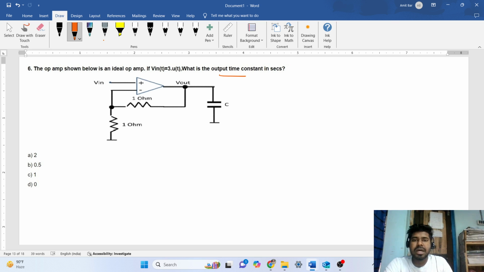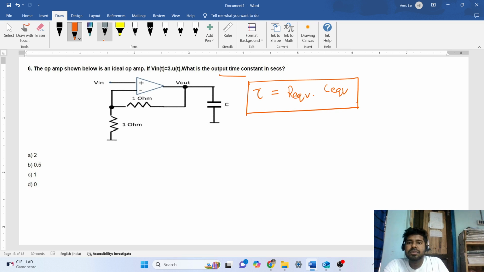So now, how would you like to solve this problem? For the time constant, we know we need R equivalent and C equivalent to find tau. This is the time constant of a circuit, and we can see this is a normal single pole system, or first order circuit, so the time constant will be this equation. And here it is given that the op amp is ideal.